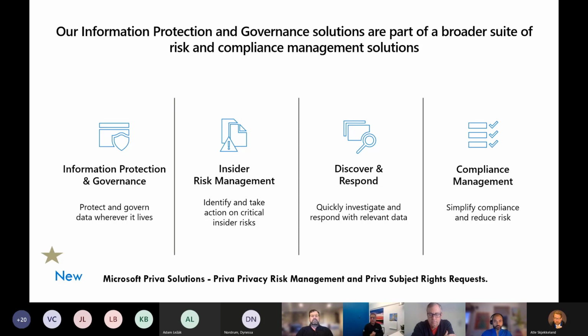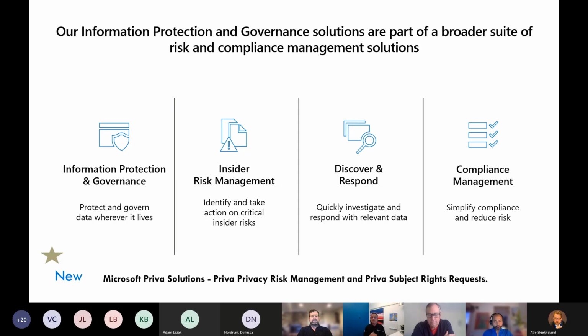And the new one that I'll spend a little bit of time on today is privacy. We branded this, and it's a new one. I think even Vivek was excited to hear about this. He said, "Wait a minute, when did this come out?" I said, yeah, we actually announced this at Ignite, but you'll see a lot more of this brand that will come, called Microsoft Priva.